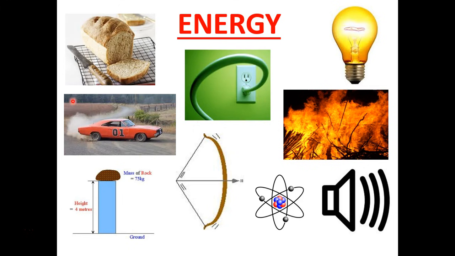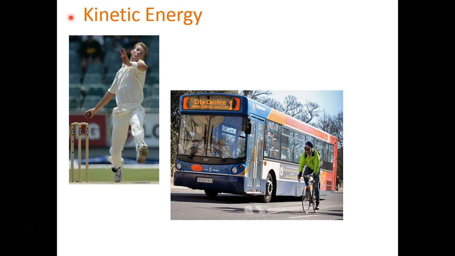Okay, so now we're just going to quickly go through all the different forms of energy that we might encounter. Now, kinetic energy is the energy of movement. So moving objects have what we call kinetic energy. Now, the amount of kinetic energy that an object has can depend on the speed that the object is moving. So a ball delivered by a fast bowler will have more kinetic energy than a ball delivered by a spin bowler because it's moving faster.